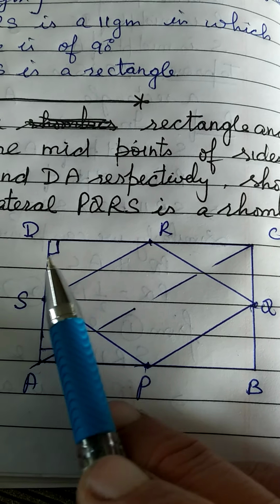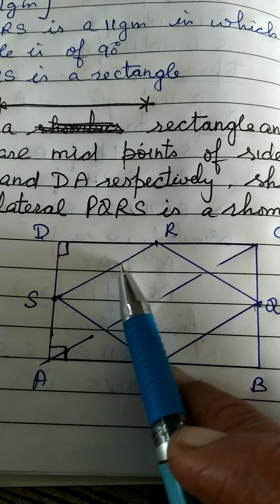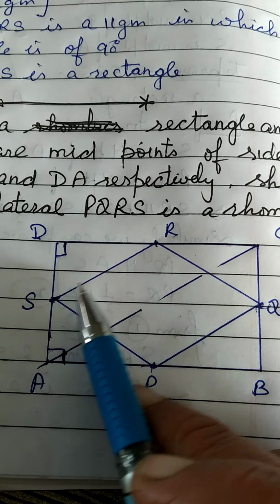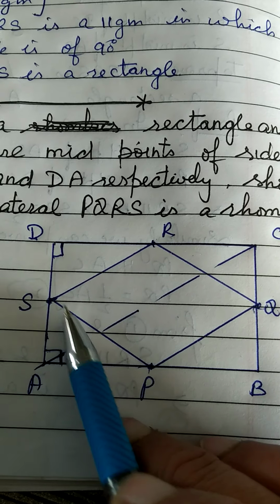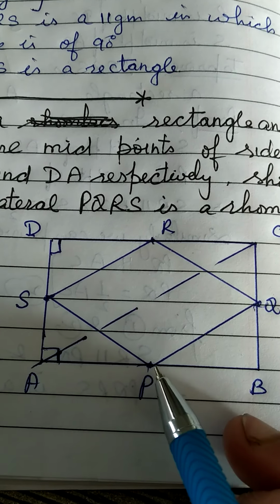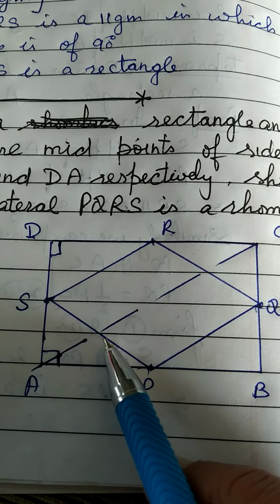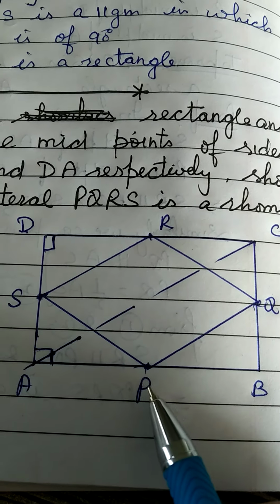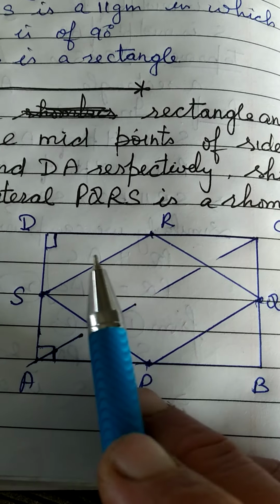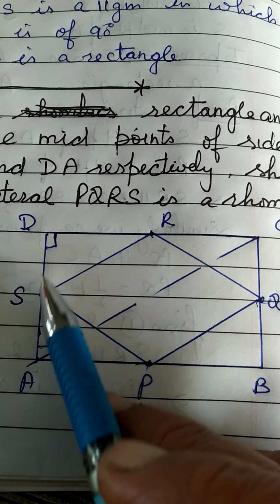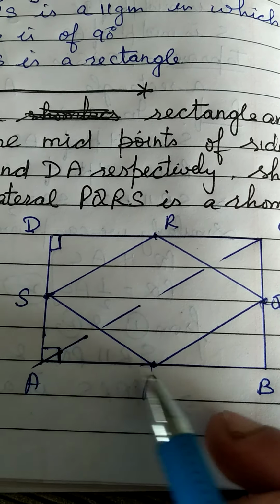Now we take triangle DSR that contains this side of this parallelogram and triangle SAP that contains this side of this parallelogram. If we prove that these adjacent sides are equal, then we can say that PQRS is a rhombus. Therefore, we have taken triangle DSR and triangle ASP.